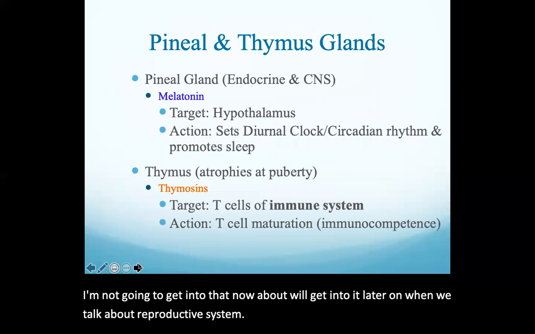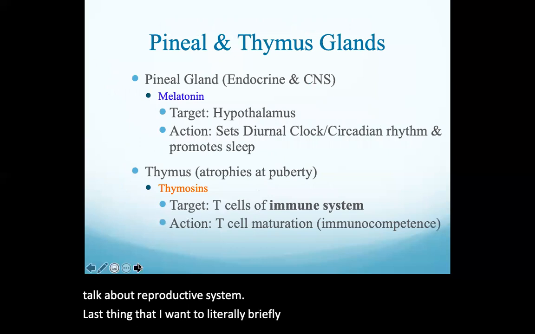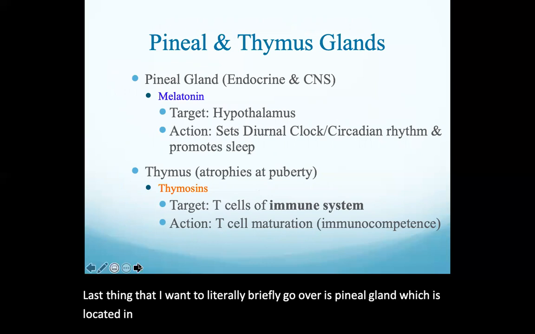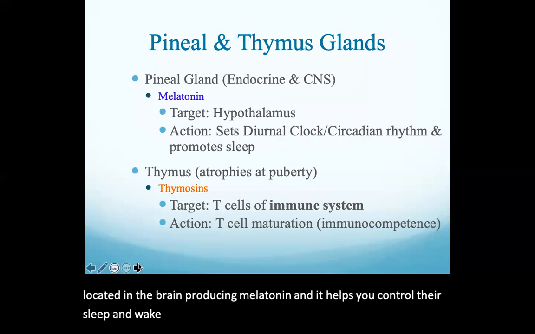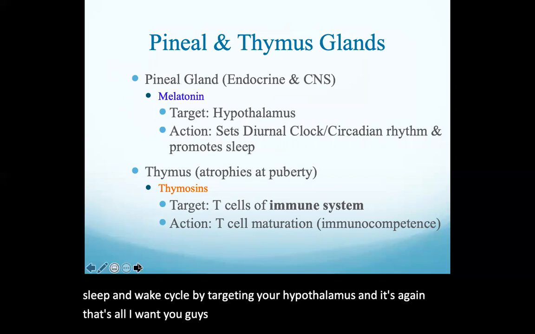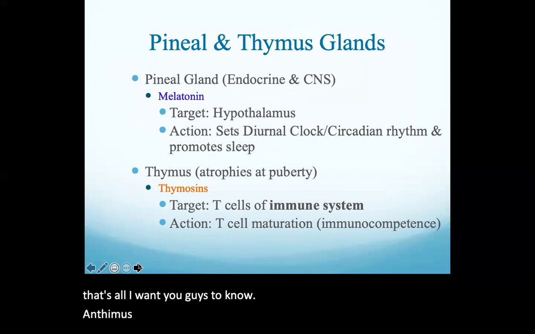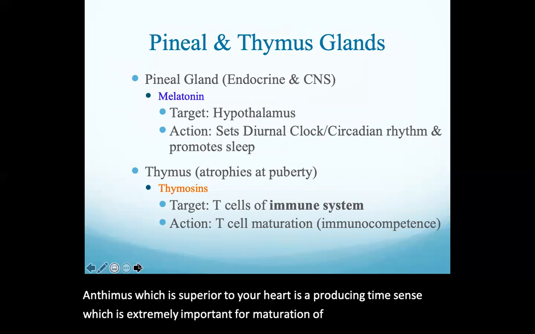The last thing that I want to briefly go over is the pineal gland, which is located in the brain, producing melatonin, and it helps you control the sleep and wake cycle by targeting your hypothalamus. And again, that's all I want you guys to know. And thymus, which sits superior to your heart, is producing thymosins, which is extremely important for maturation of our T cells. And this is part of the lymphatic system.